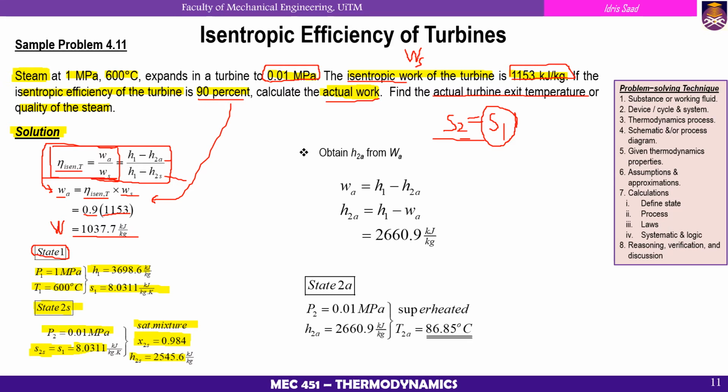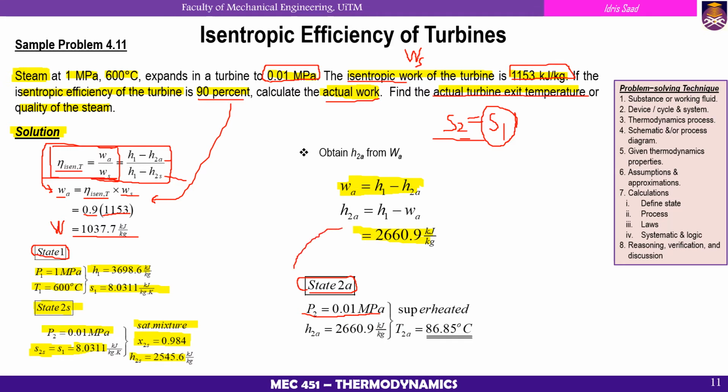In order to determine the actual exit temperature, we can use this equation. We know that the work output in the actual condition is equal to H1 minus H2A. So we can rearrange this equation and get that H2A is equal to 2660.9 kilojoule per kilogram. Why do we need this value? Because at state 2A, we are only given the pressure, which is equal to 0.01 megapascal. So we need another property.